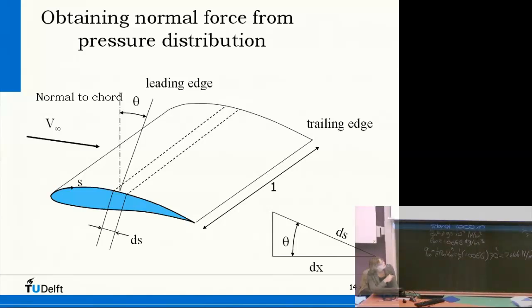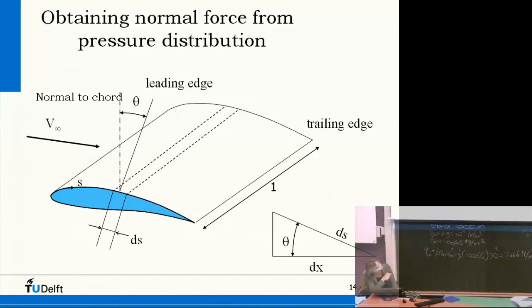A slab of length ds on my airfoil, and let's assume an infinite wing, so the pressure is the same here as here. So I have a certain pressure at this location on my wing, at this small ds, and the pressure is of course acting in this direction. Theta is now the angle between the normal on the surface and the normal on the chord.